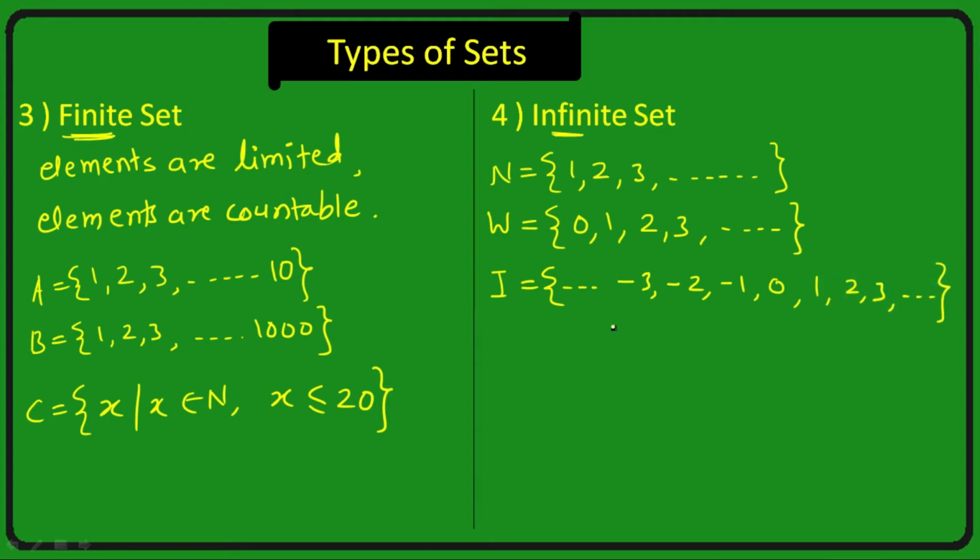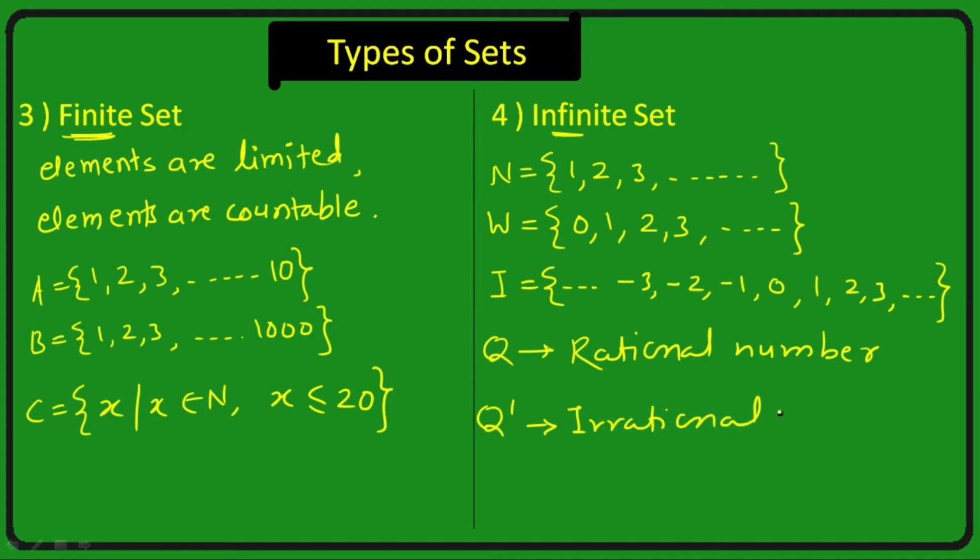So this is also an example of the infinite set. Then the set of the rational numbers is denoted by the capital letter Q. The set of the irrational numbers is also an example of the infinite set. The set of the real numbers is also an example of the infinite set. So these are some examples of the infinite set.